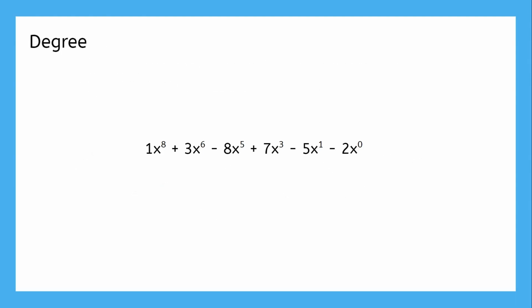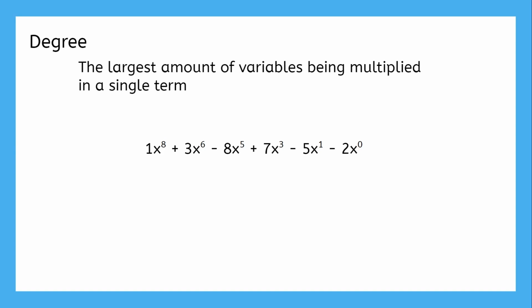Finally, every polynomial has a degree. The degree is the largest amount of variables being multiplied in a single term. In standard form, this is super easy to find. You just check the first term, which automatically has the biggest exponent. In this term, there are 8 x's being multiplied together, so the degree of the polynomial is 8.